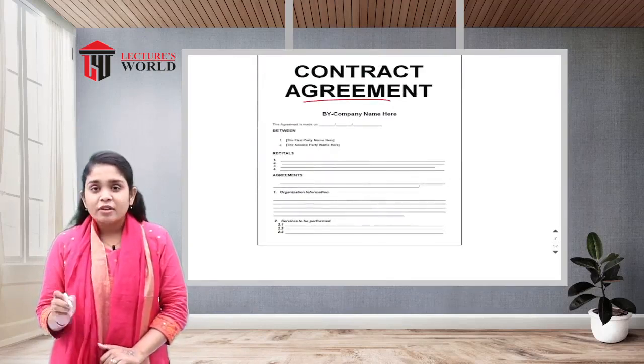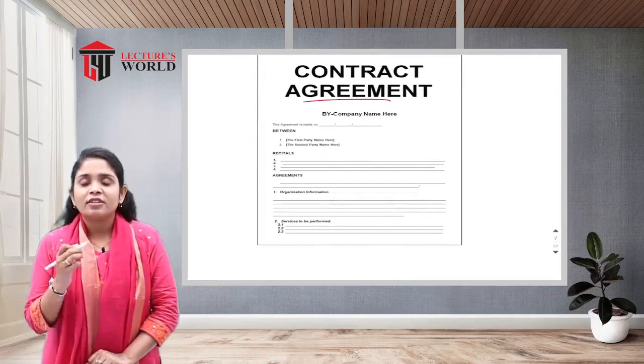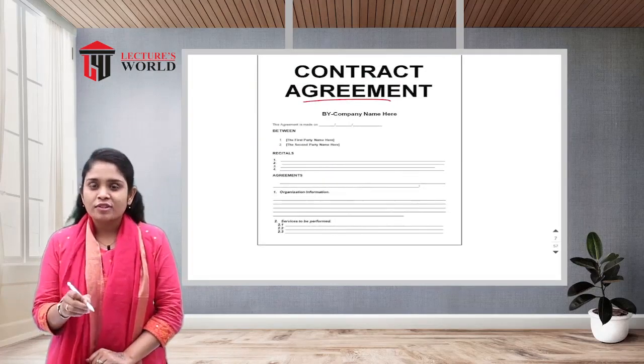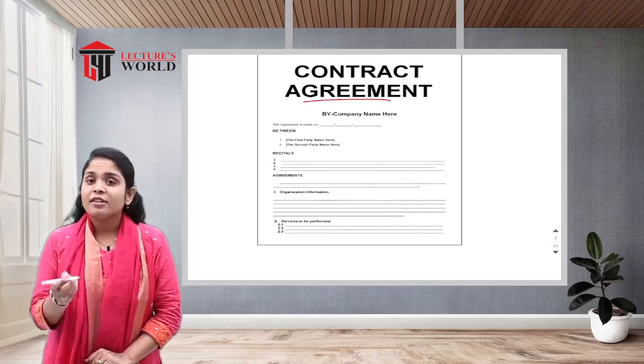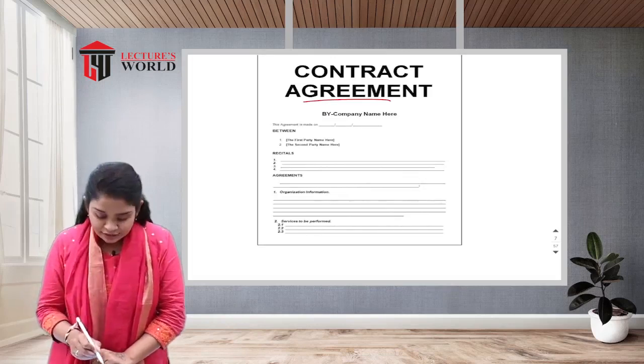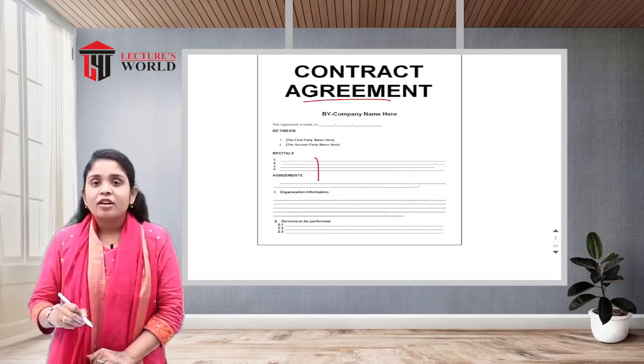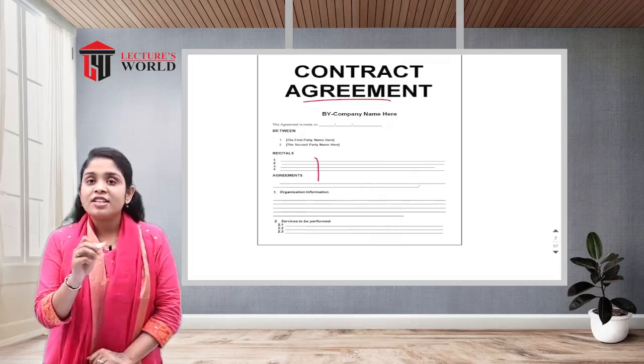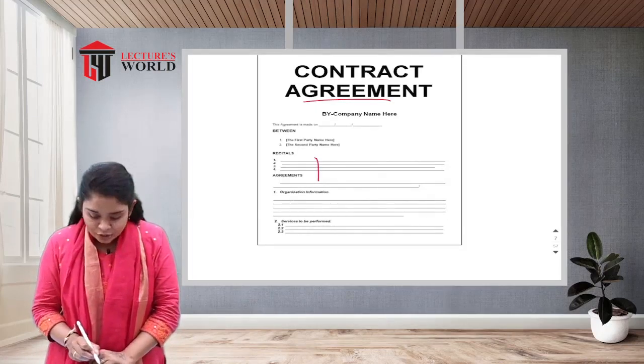The two parties will list everything they have agreed on or the solution they have come to, and then the signatures from both parties will be made. Okay.